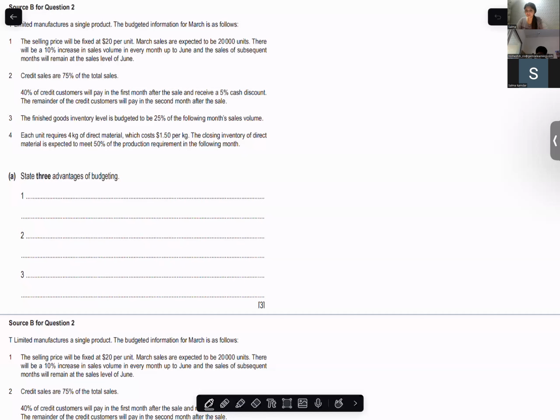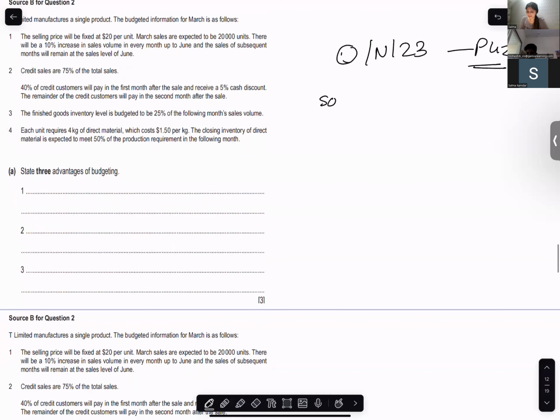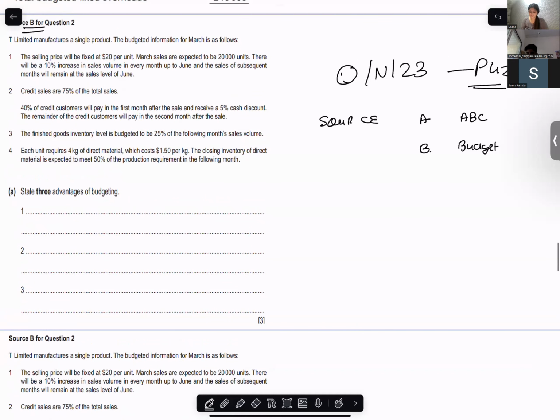So we are doing October, November 2023, paper 42. Source A is of ABC costing, right? Yes. Source B is budgetary costing. So we are starting with source B first.